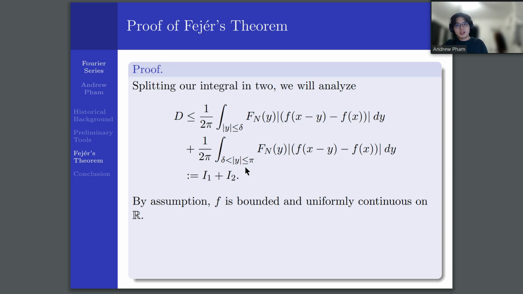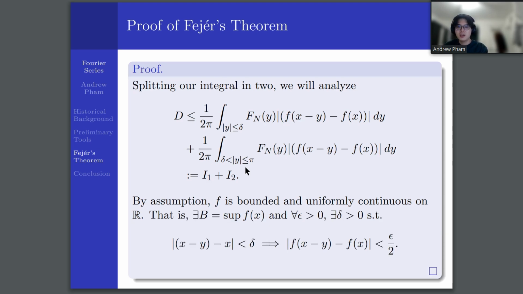From our assumption that f is continuous on negative pi and pi, 2 pi periodic, and extended across the real line, we have from analysis that f is bounded and thus uniformly continuous on the real line. But what does this really mean for us in technical terms? That means that I can find some real number b that bounds the entirety of f.